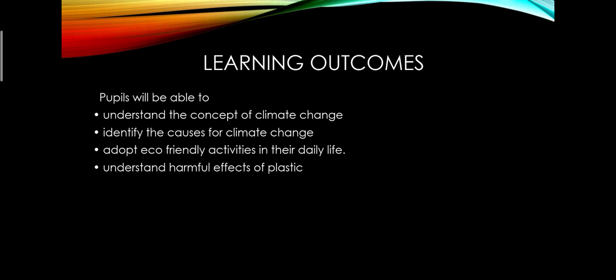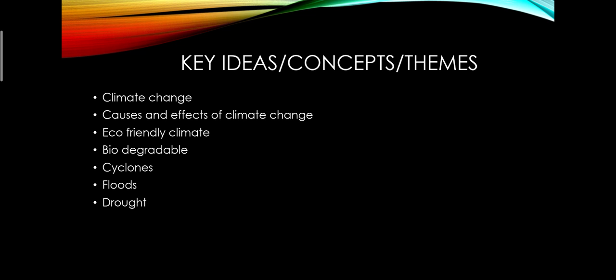Then for this, first one is learning outcomes. Here, the pupils will be able to understand the concept of climate change, identify the causes for climate change, adopt eco-friendly activities in their daily life, and understand harmful effects of plastic. These are the learning outcomes for our portfolio activity. Then key ideas or concepts or themes: climate change, causes and effects of climate change, eco-friendly, biodegradable, cyclones, floods, drought. These are the key concepts or key ideas.